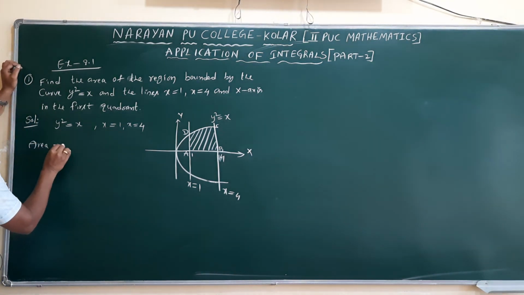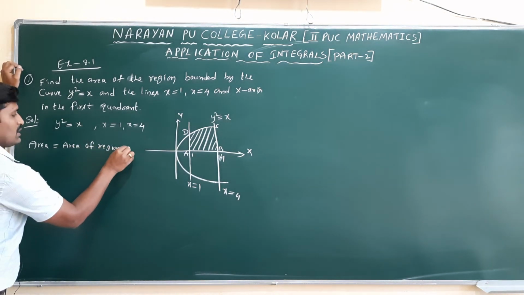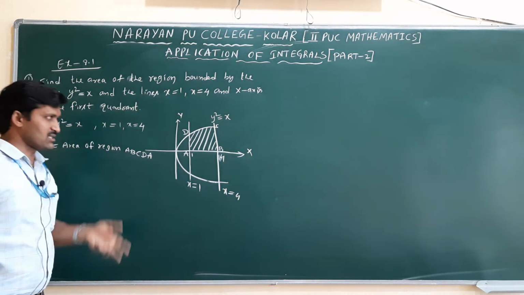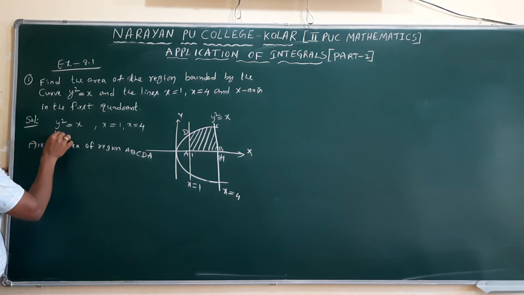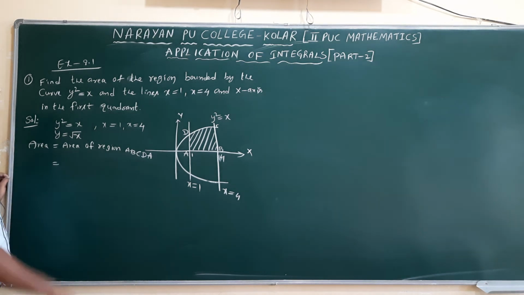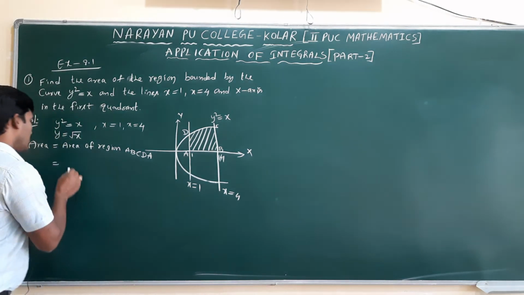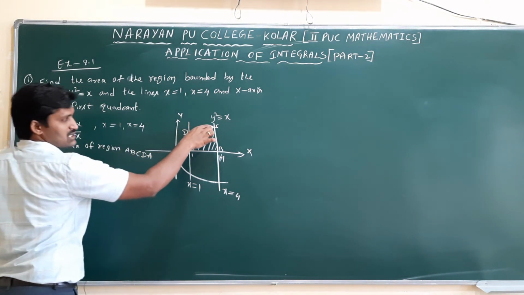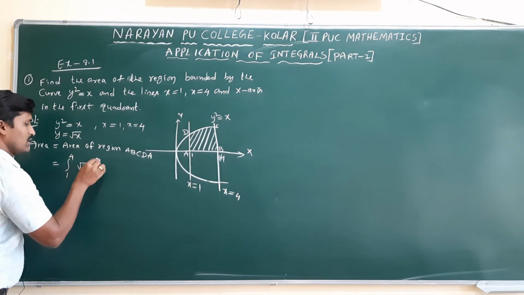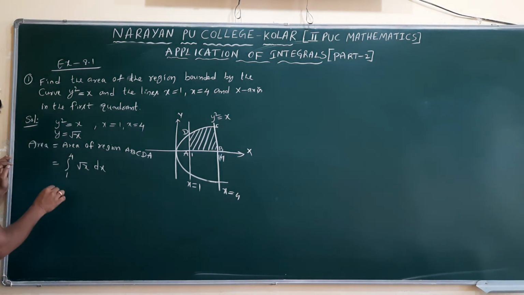Area equal to area of region A, B, C, D, A. Here we are taking with respect to x, so we have to convert the function y in terms of x, that is root x. For this region, the limits are from 1 to 4, curve dx. What is the curve? y dx. y means root x into dx. Don't take double because they are asking particularly in the first quadrant.